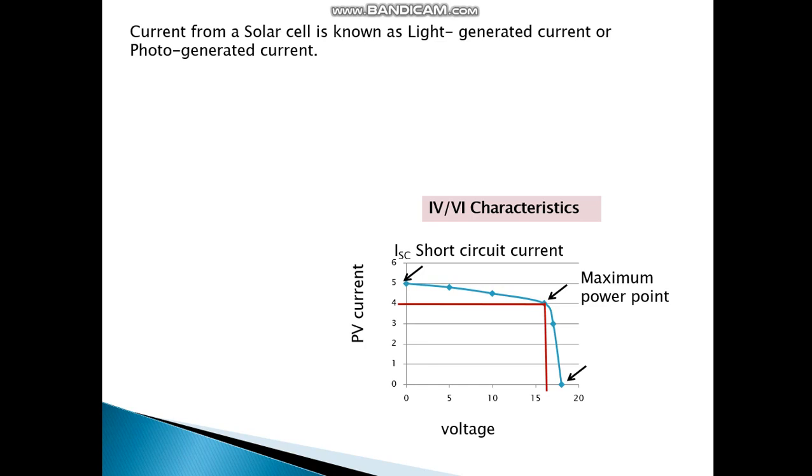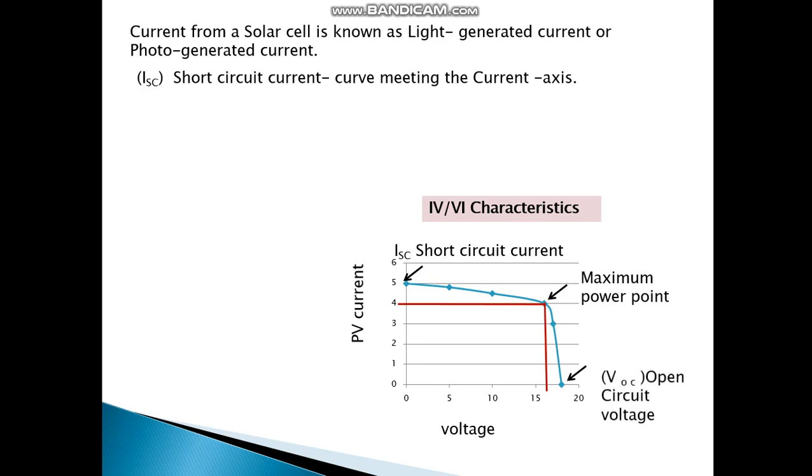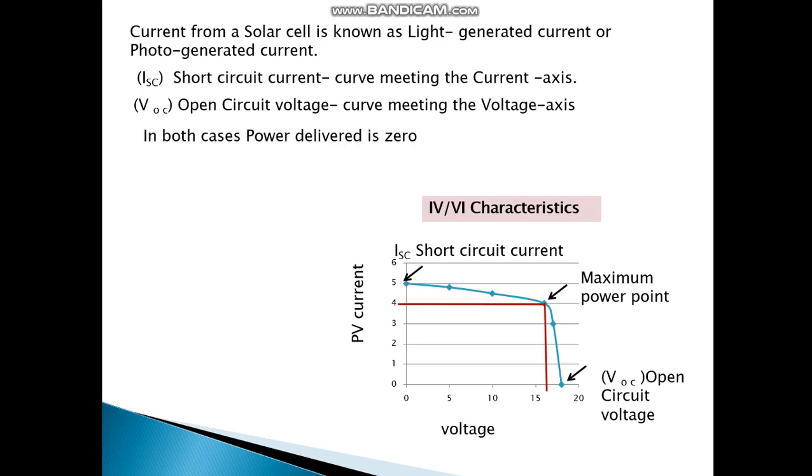That's the short circuit current. The short circuit current is where the curve meets the current axis. The open circuit voltage is where the curve meets the voltage axis. In both cases, power delivered is 0. Now there's the Vmax and the Imax. Power delivered is maximum. PL is equal to Imax into Vmax.